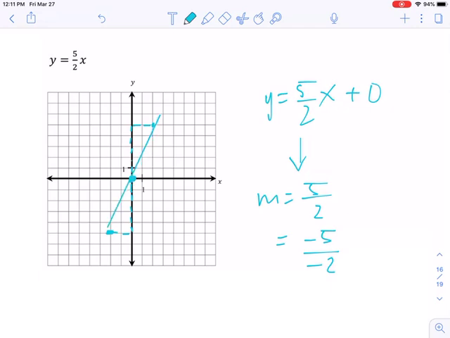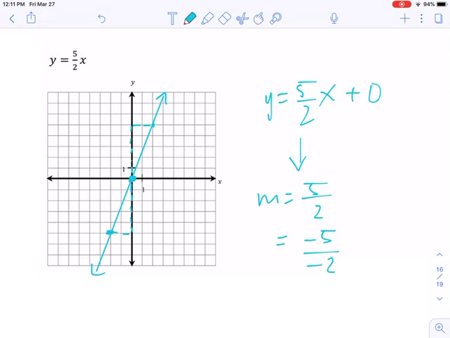Oh boy, that's not good. Try that again. There we go. Okay, put a line through those points. Remember to extend it a little bit in each direction. There we go, and then put some arrowheads on it.